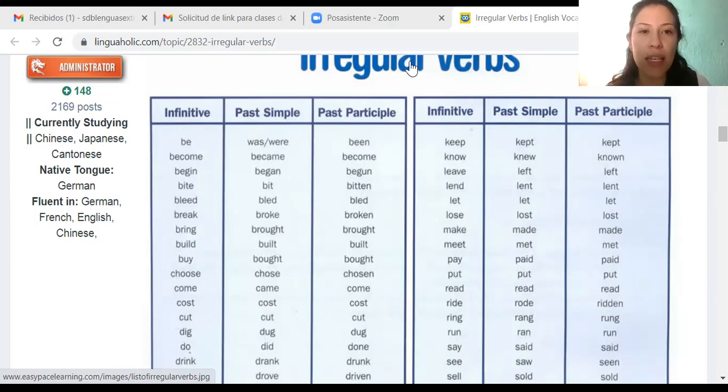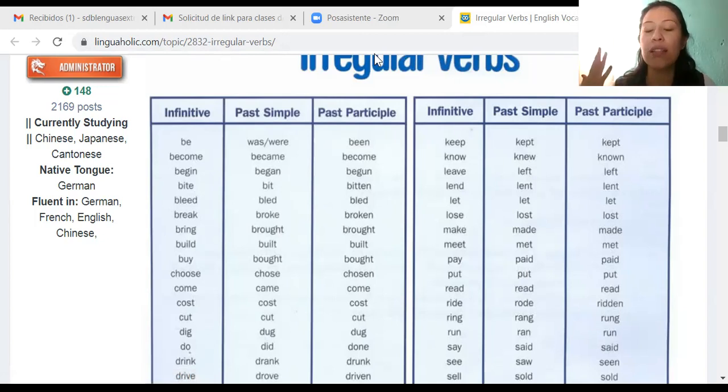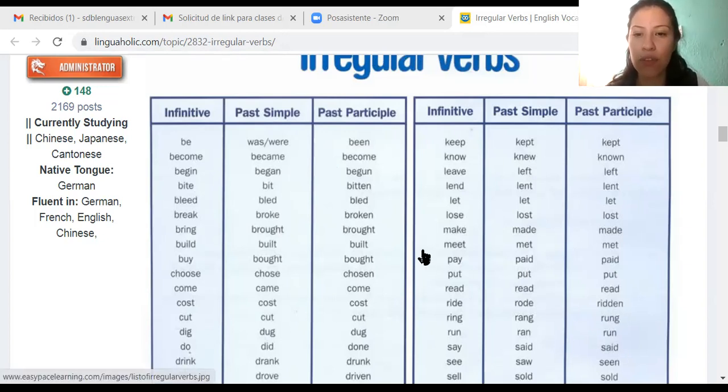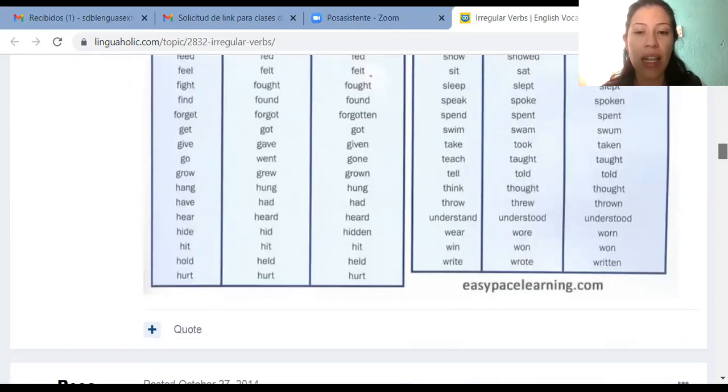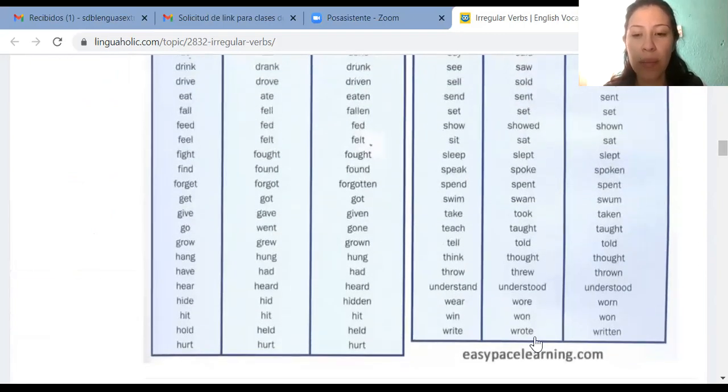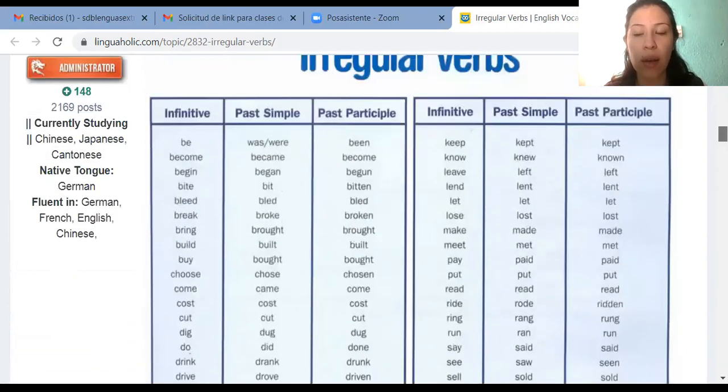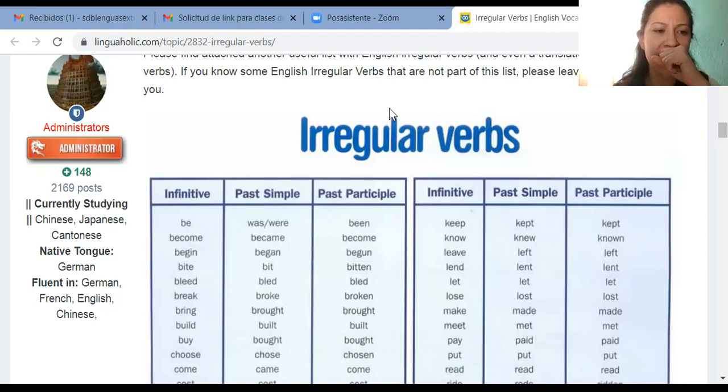So as you can see, here is the link. You can take a picture, you can take a screenshot, you can write it down in your notebook, and you can download this list. As you can see, make, made, made; pay, paid, paid. And look at this: ride, rode, ridden. Another one is ring, rang, rung. So you have to be very careful with the way you write and the way you use it in the tenses, okay? There is a list, and most of them are used to conjugate the past perfect. That's the only warning that I've been trying to explain to you in the last class.